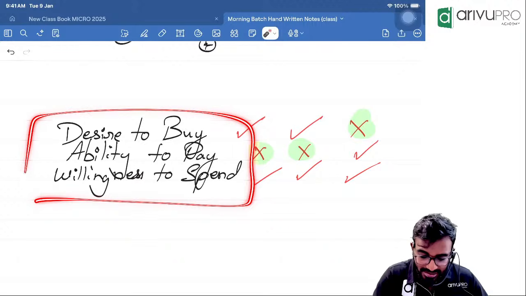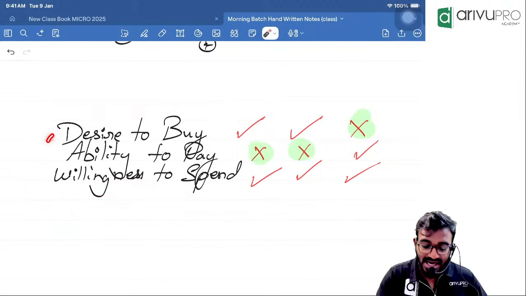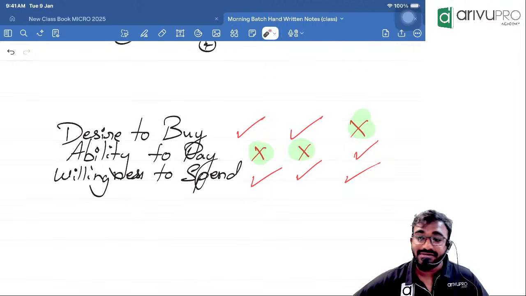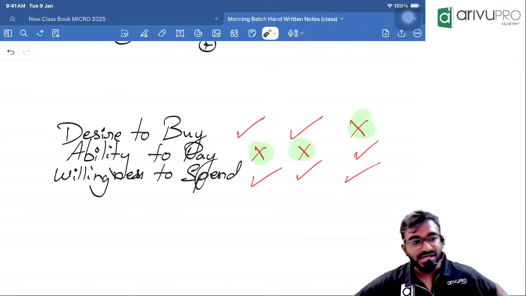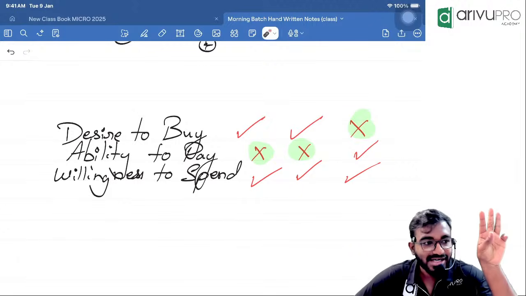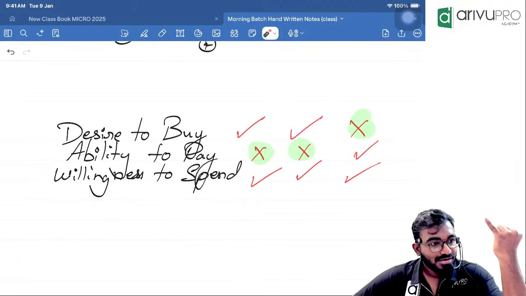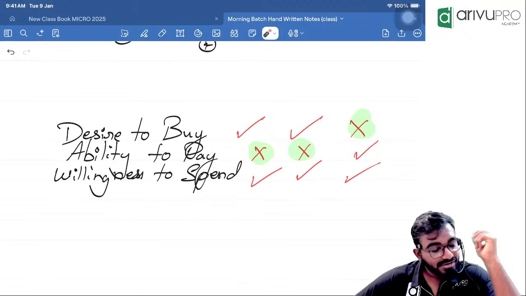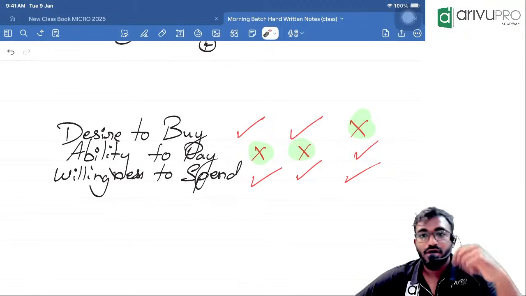Only when all the three conditions are satisfied, desire to buy, ability to pay, willingness to spend, then only we can call it a demand. So what are the three essential elements to consider it as a demand? Number one, desire to buy. Number two, ability to pay. Clear? Even if any one element is missing, that cannot be called a demand.